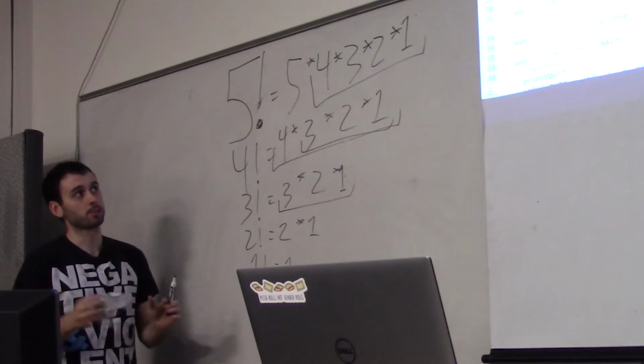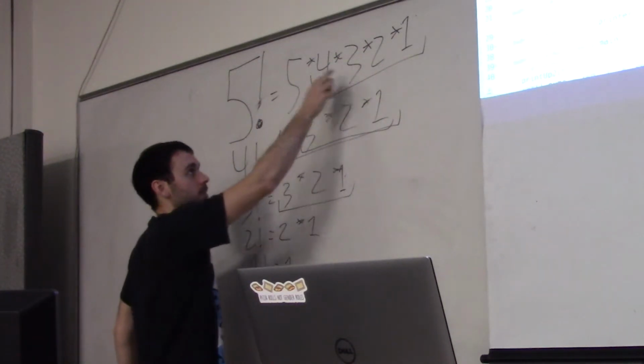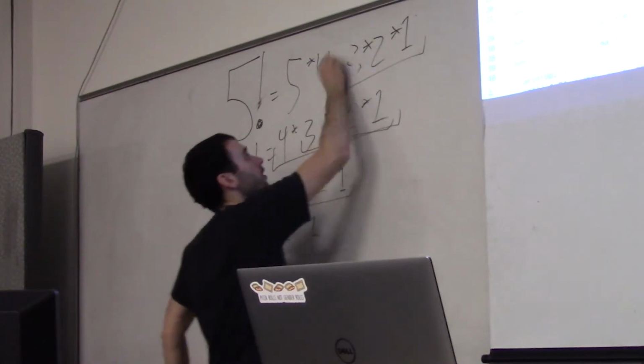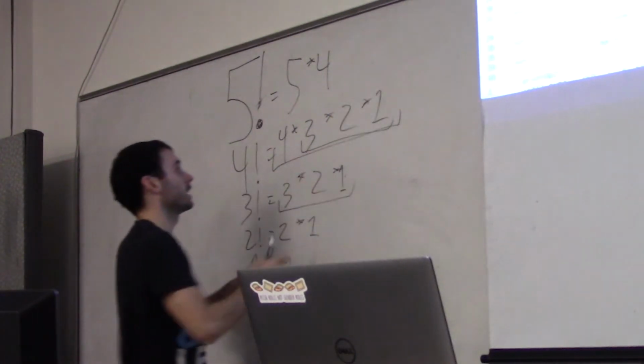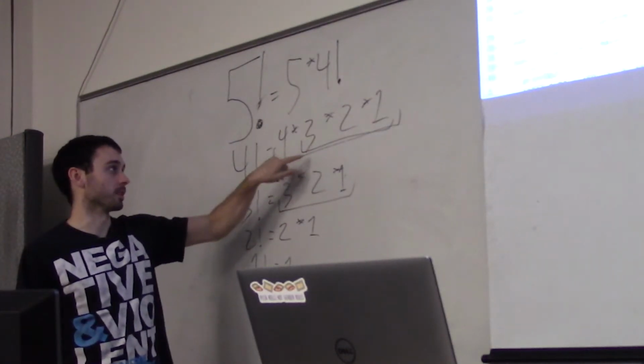So you can also define factorial a little bit differently. Instead of saying 5 factorial equals 5 times 4 times 3 times 2 times 1, I could say 5 factorial is equal to 5 times 4 factorial. And it's the same thing, because 4 factorial is equal to 4 times 3 times 2 times 1.